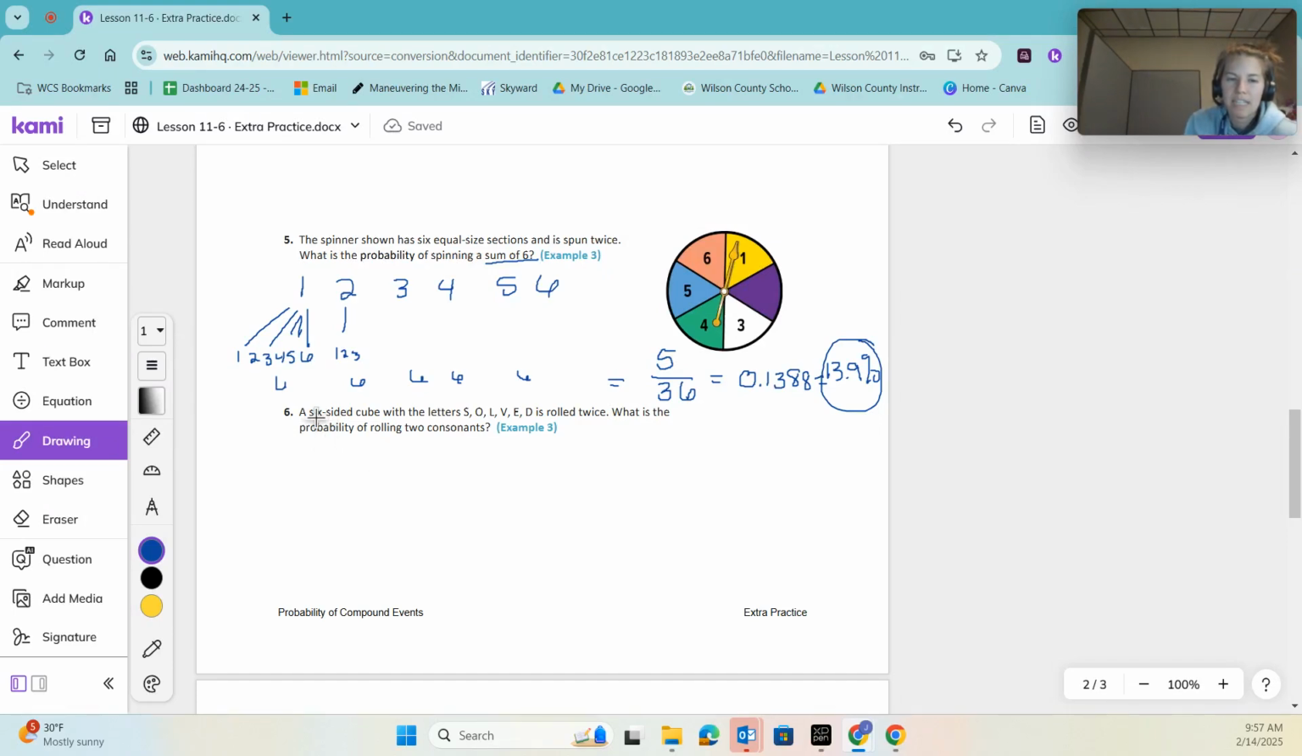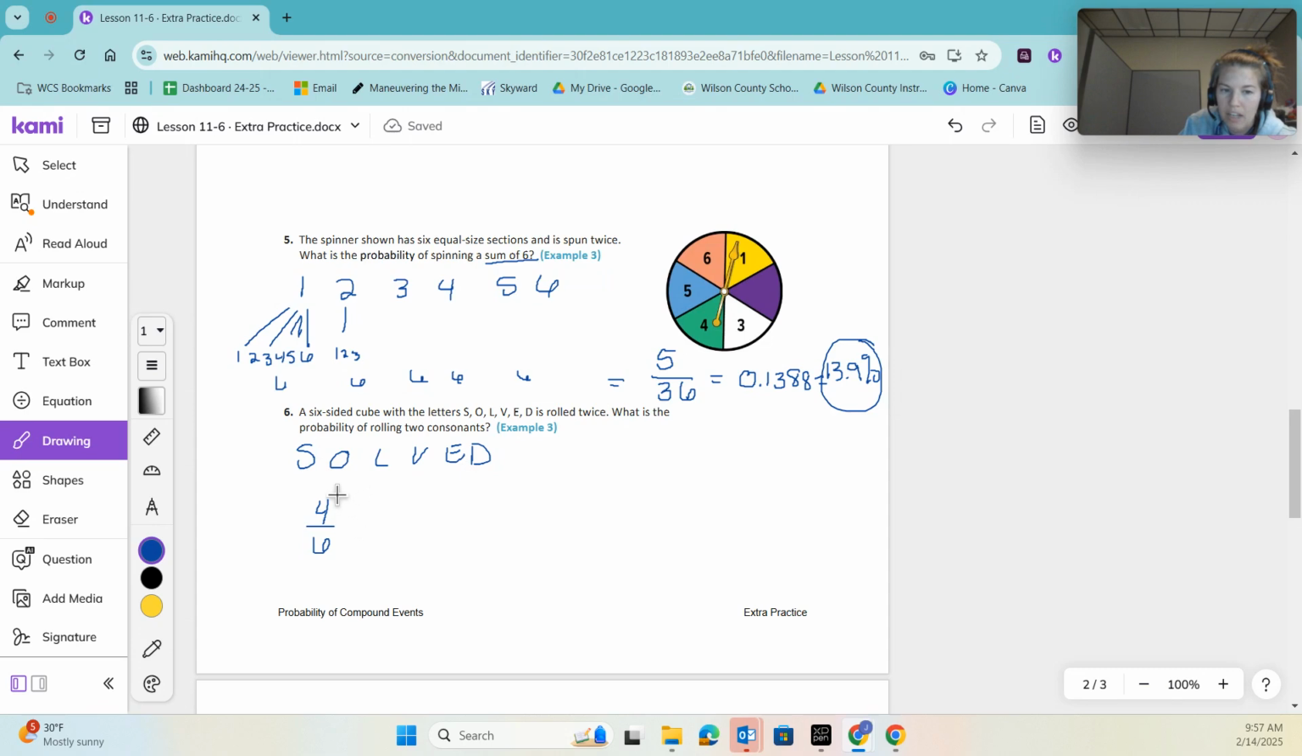Okay, now with this next one, it says a six-sided cube with the letters SOLVED is rolled twice. What is the probability of rolling two consonants? Okay, so you can list these out just like we did on the last one and use the tree diagram and sample space to help. Or we can look at, okay, out of these, I have 1, 2, 3, 4 out of 6 that are consonants, okay?